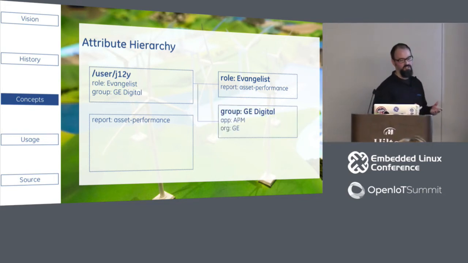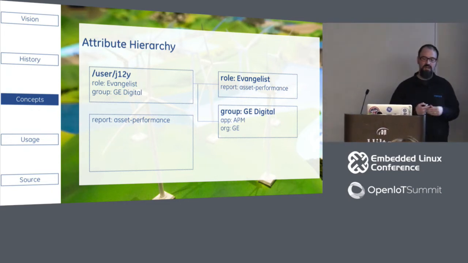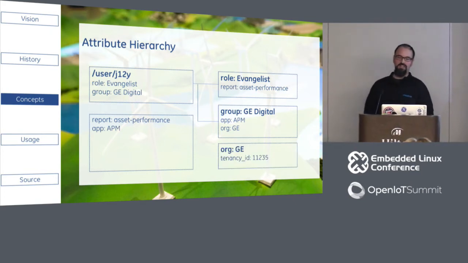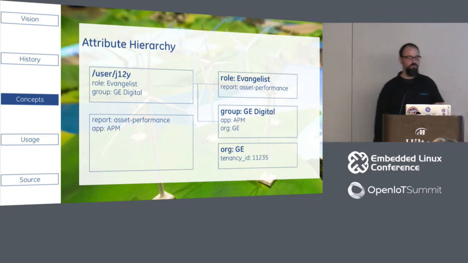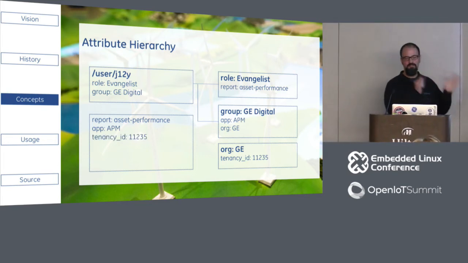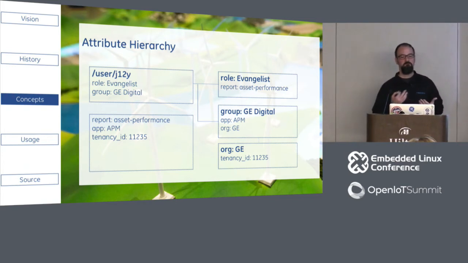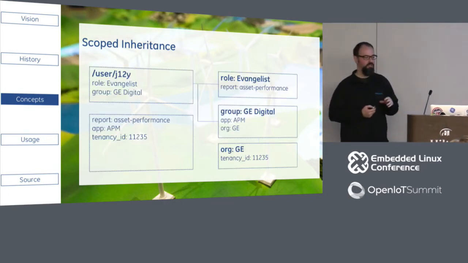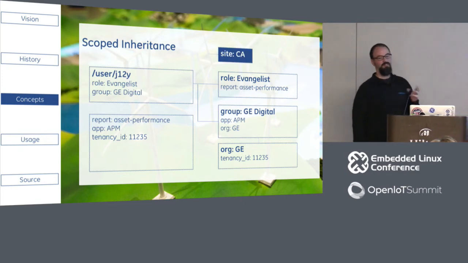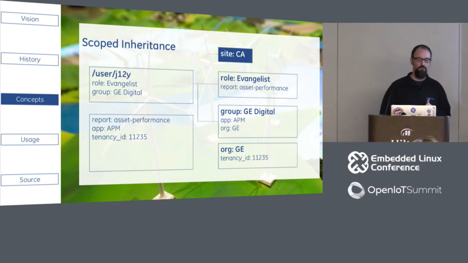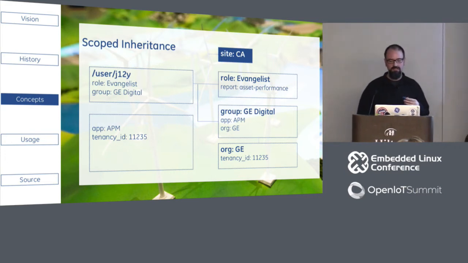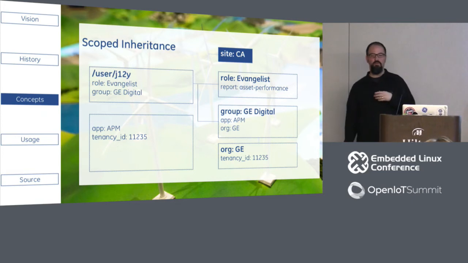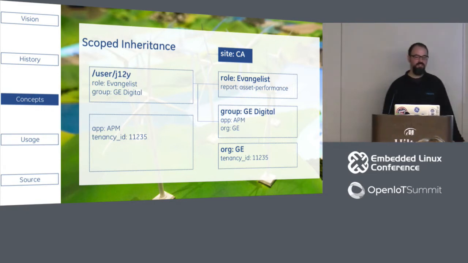Because I'm part of the group GE Digital, I'm also allowed to use this application. I'm also part of an organization, and that grants me access to the application. And because I'm in that organization, it's inheriting that attribute to pass it through. I'm also part of a tenant giving me access to certain sets of services. That all seems pretty straightforward. So scoped inheritance, taking that same picture, but then adding in some constraints, but only if the site is California. So when this is evaluated, it's basically taking away access to that asset performance report when I'm in a different location. Okay, so those are the basic concepts of the project.